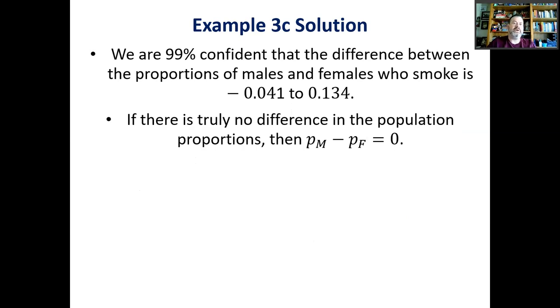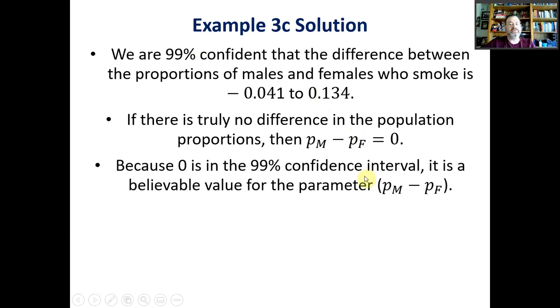So what I have here in the notes is the other way to approach it, a more direct approach. We're 99% confident the difference between the proportions is between those two numbers, so I said that. If there is truly no difference in the population proportions, then the difference should be 0. So is it reasonable that there's no difference? Well, 0 is in this confidence interval. Therefore, it's reasonable that there's no difference. It's a believable value for the parameter.